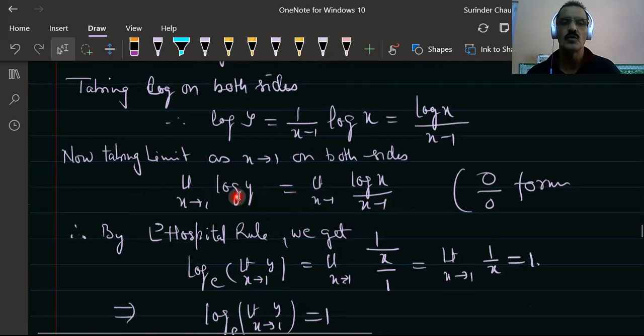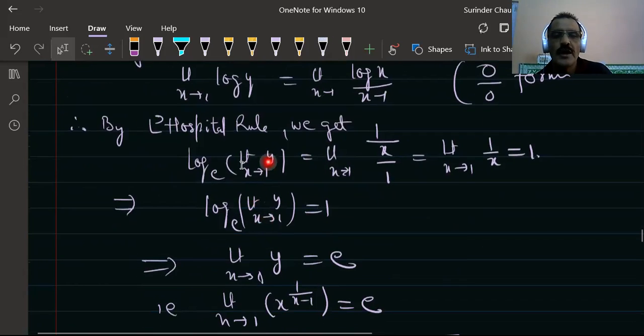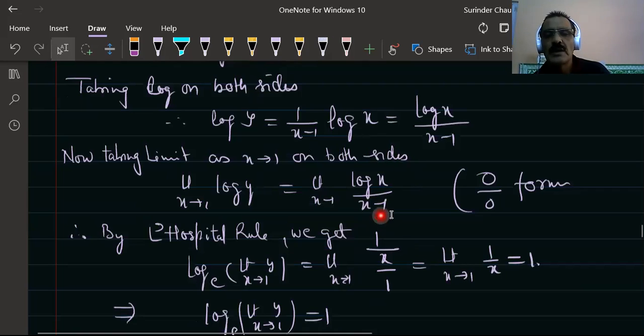So the limit x to 1 of log of y is equal to the limit x to 1 of log x upon (x minus 1). As x goes to 1, log of 1 is 0, so it is 0 by 0 form. You can apply L'Hospital's rule to the right hand side. The left hand side will be kept as it is. The log can be taken inside: log of the limit x to 1 of y to the base e is equal to the limit x to 1 of 1 upon x, the derivative of log x, over the derivative of (x minus 1), which is 1. That is 1 upon x, and the limit x to 1 is equal to 1.